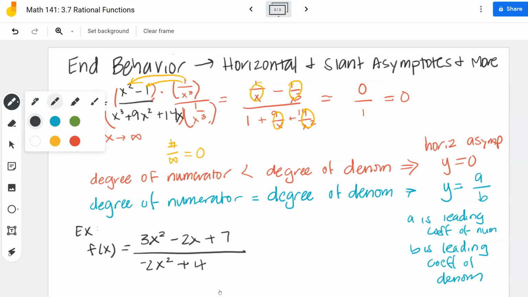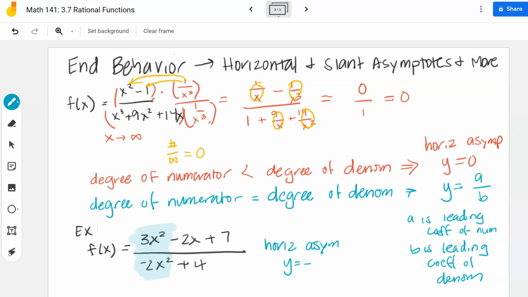This will have a horizontal asymptote because the degree is the same, right? We're talking about infinities, we're talking about long run behavior. The biggest term is going to beat out all of the rest. They will not matter. This is just going to be 3 over negative 2. So our horizontal asymptote is going to happen at y is equal to negative 1.5 or negative 3 over 2. Same idea. So that's what happens when we have horizontal asymptotes.